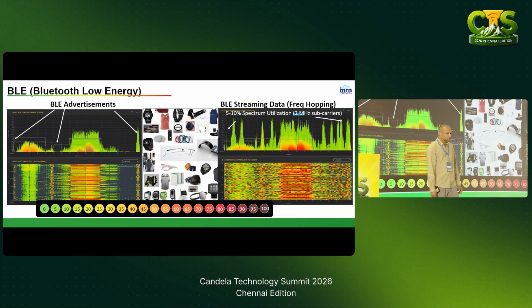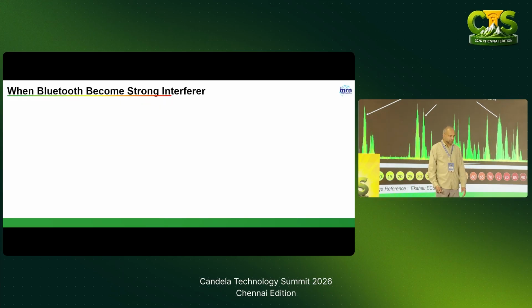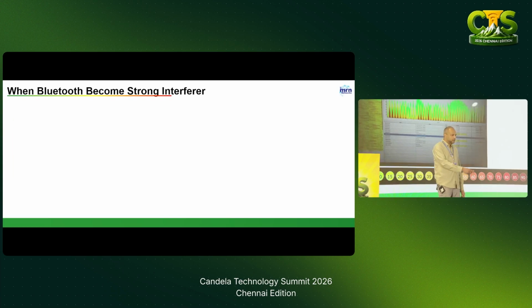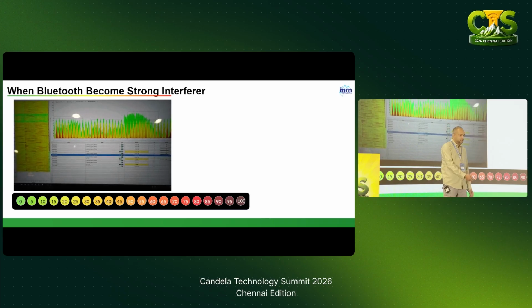Prior to BLE, we had classic Bluetooth, which uses 1 megahertz channels and has no advertisement communication. So that basically goes across the band. Now, when can Bluetooth become an interferer? If I show you one here, you can see the color is not green anymore.